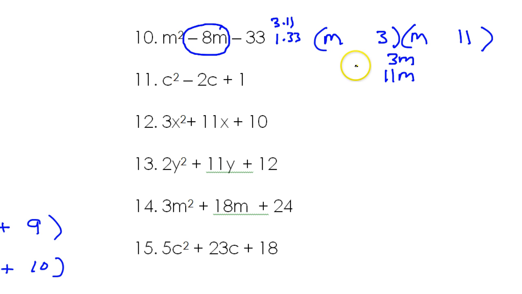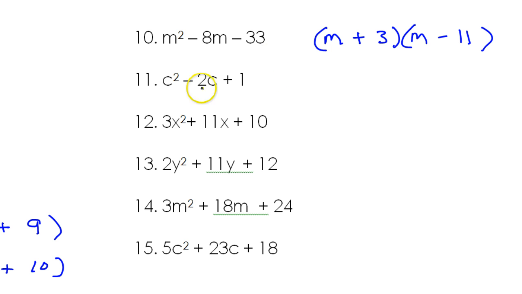Can I do it? Yes, I can. If I want a negative 8, I'm going to need a positive 3 and a negative 11. That'll make negative 8. So here's my positive 3 and here's my negative 11. Have to check one more thing. We have to make sure we're getting the right sign on the negative 33. A positive 3 times a negative 11 is negative 33. So this is the right answer.